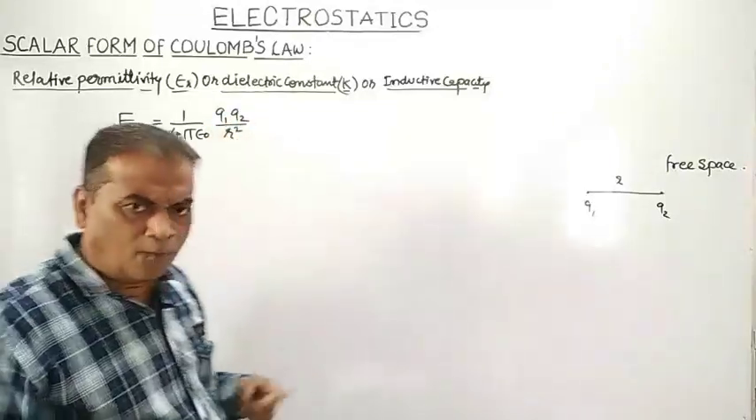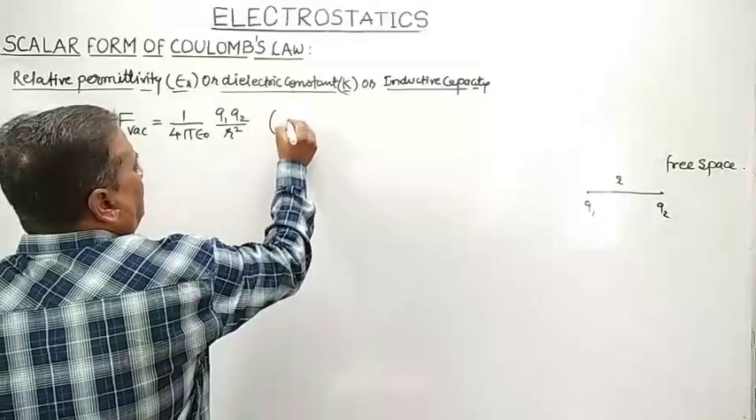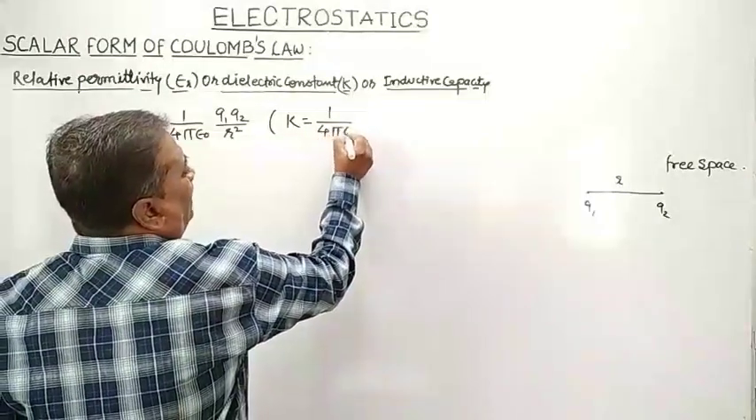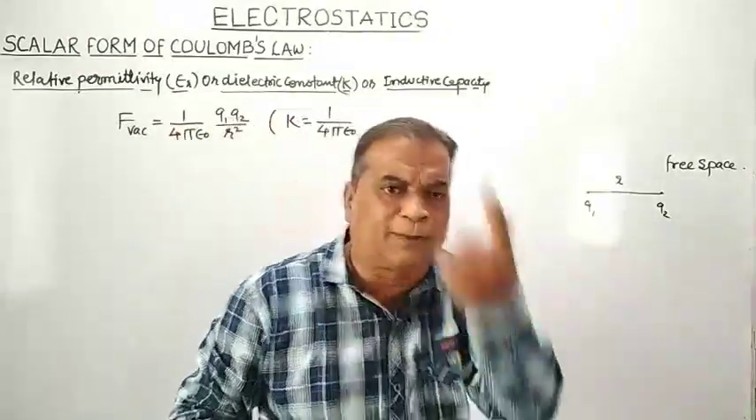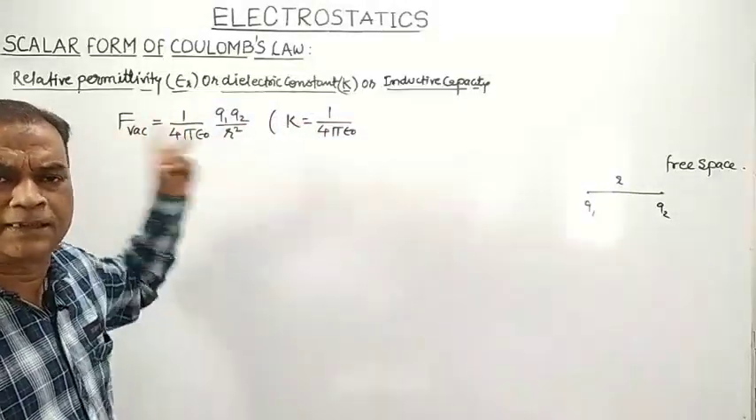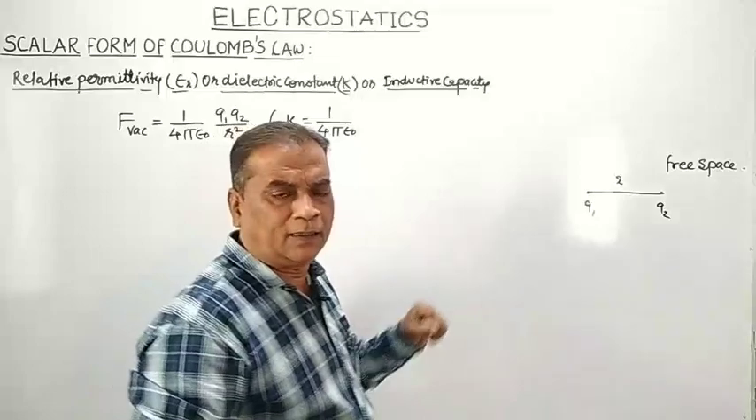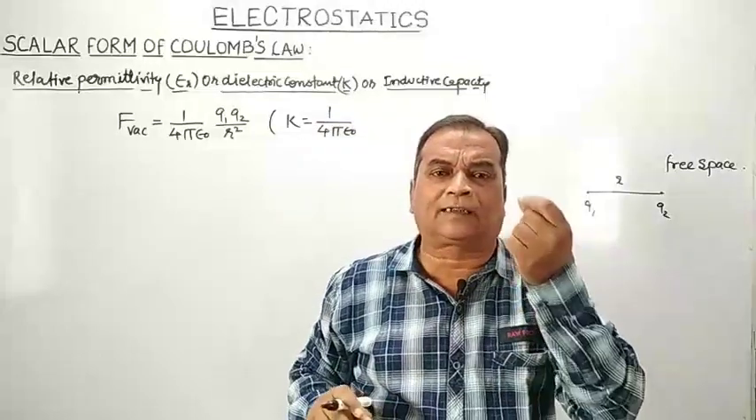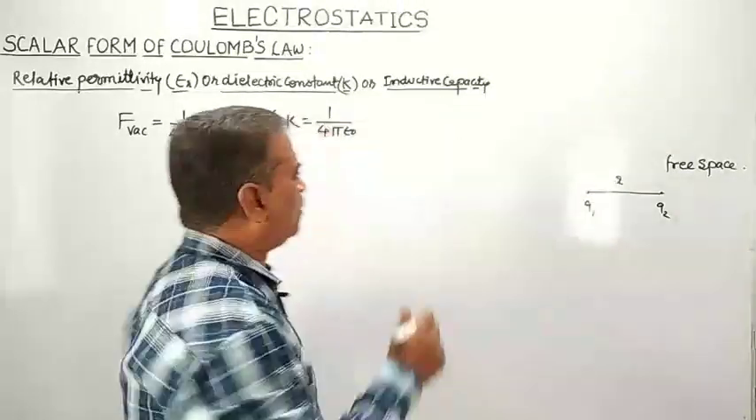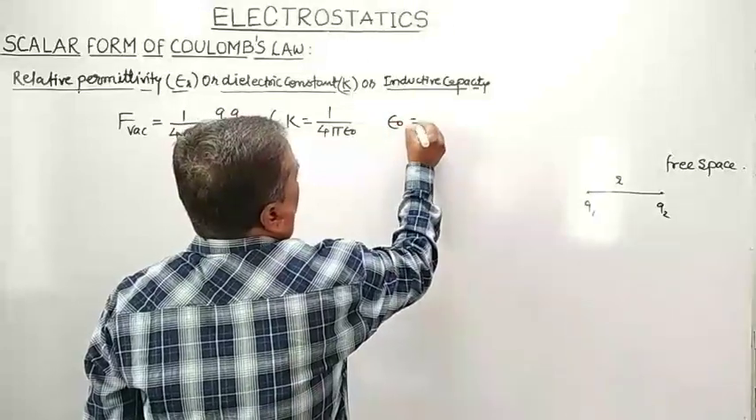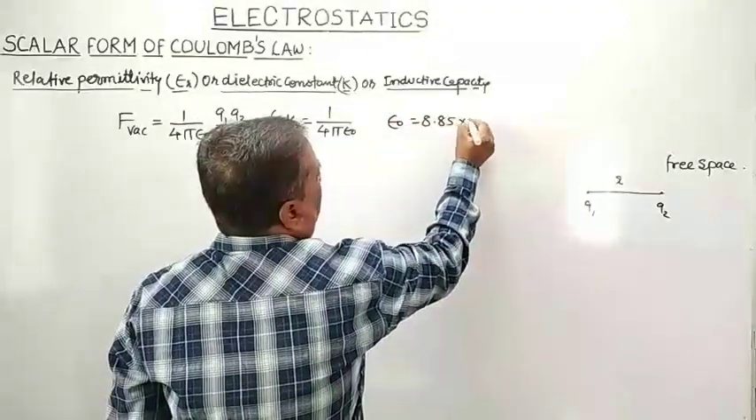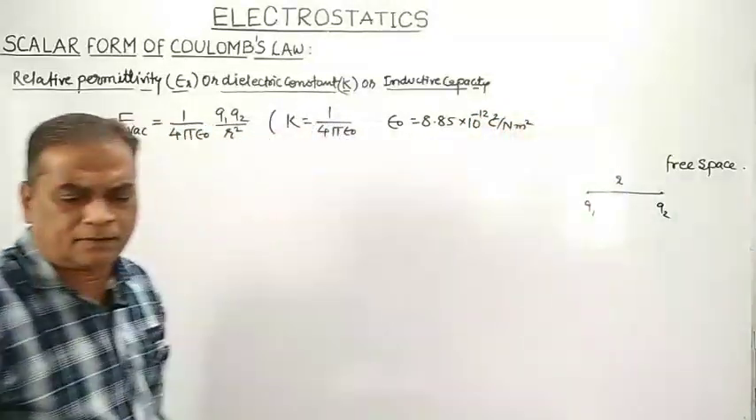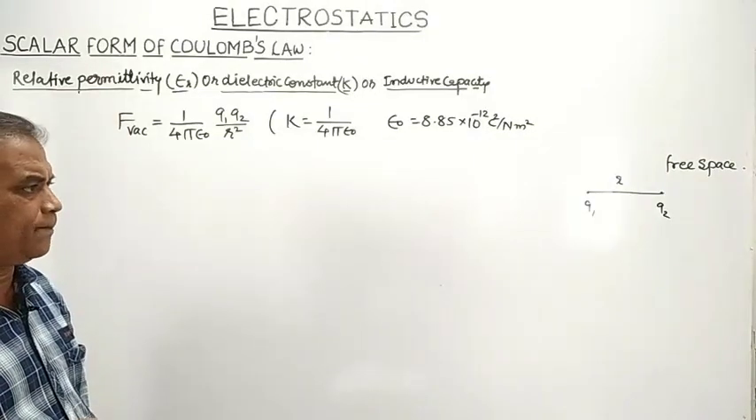R square. Why is it so? Because that constant of proportionality k, its value is found to be 1 upon 4 pi epsilon 0, because we had measured the charges in Coulomb, distance in meter, and force in Newton, so k is found to have this value. Here epsilon 0 is known as the permittivity of free space or vacuum, and its value is epsilon 0 equal to 8.85 into 10 to the power minus 12 Coulomb square per Newton meter square.